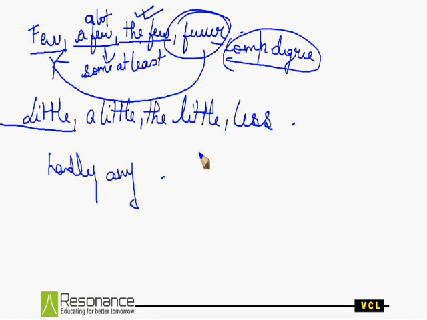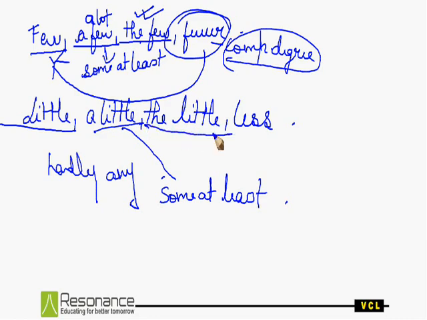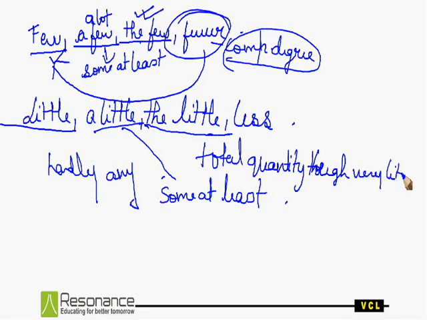Now the adjective a little means some at least. There is a little hope of his recovery means there is a hope of his recovery. We are using a little. Now comes the little. The little means total quantity, though very little. The little time I could spare out of my daily routine was not enough for a sound sleep.